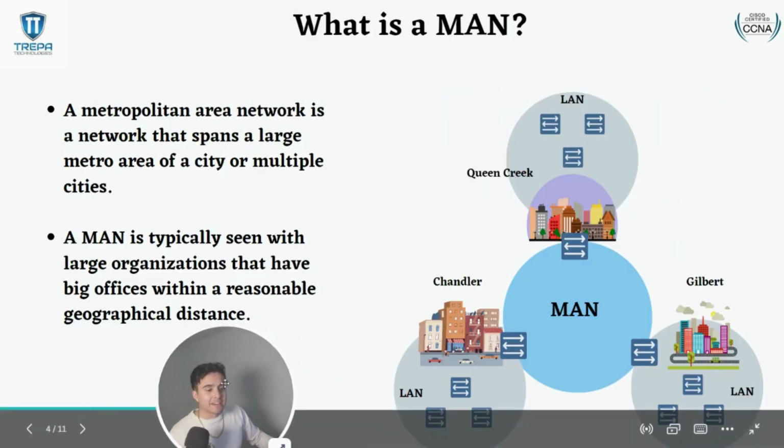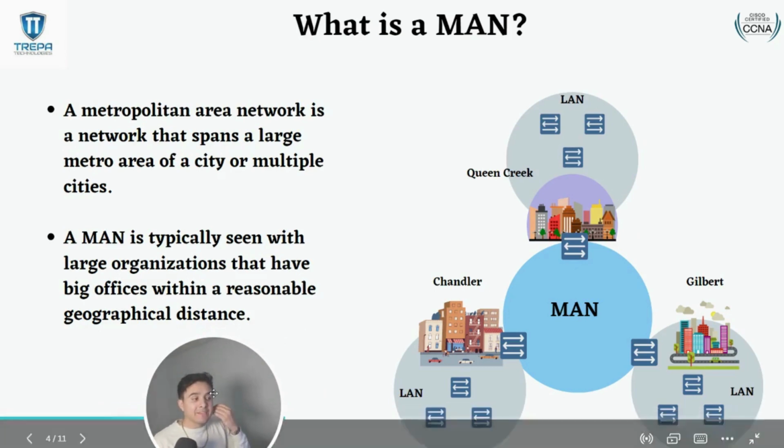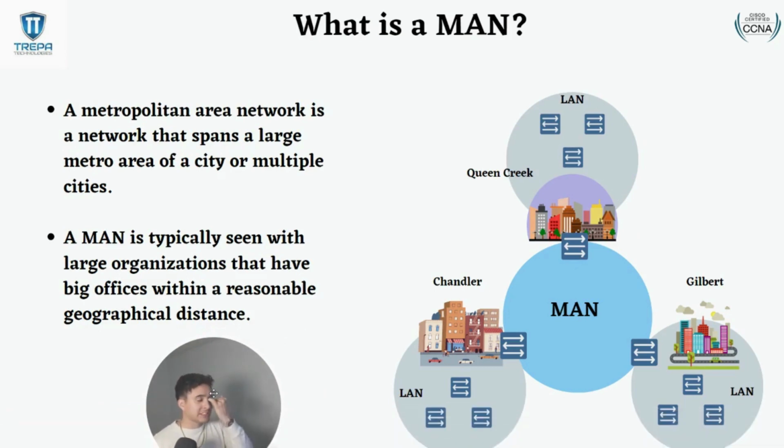Then we have a MAN. In my time as a network administrator, I've never heard someone use the term MAN in conversation. They say the campus network or our sprawling network, whatever, our CAN site. But a MAN is a term that is in the networking field, and it stands for a metropolitan area network. This is a network that spans a large metro area or multiple cities, right? And it's all one organization.